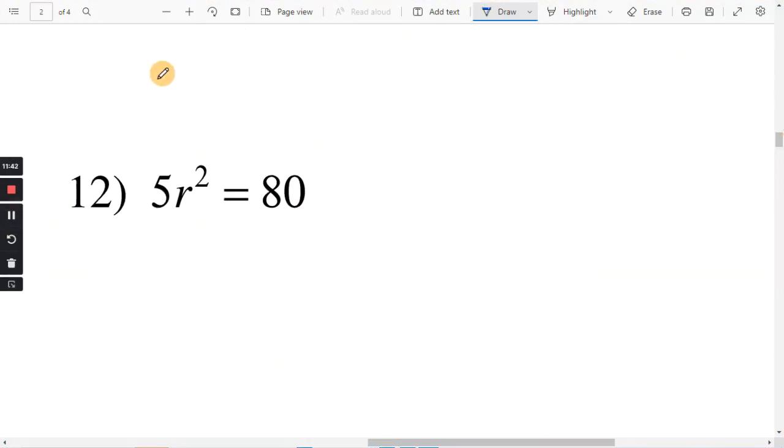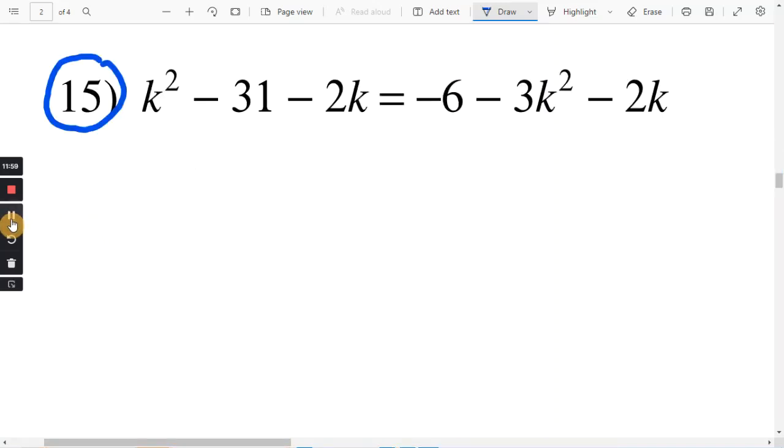All right, I'll give you a hint on number 12. You really don't need to use the quadratic formula. Just divide both sides by 5 and take the square root at the end. Make sure you use plus minus when you take the square root of both sides. All right, let's look at number 15. That is a little bit of a challenge.